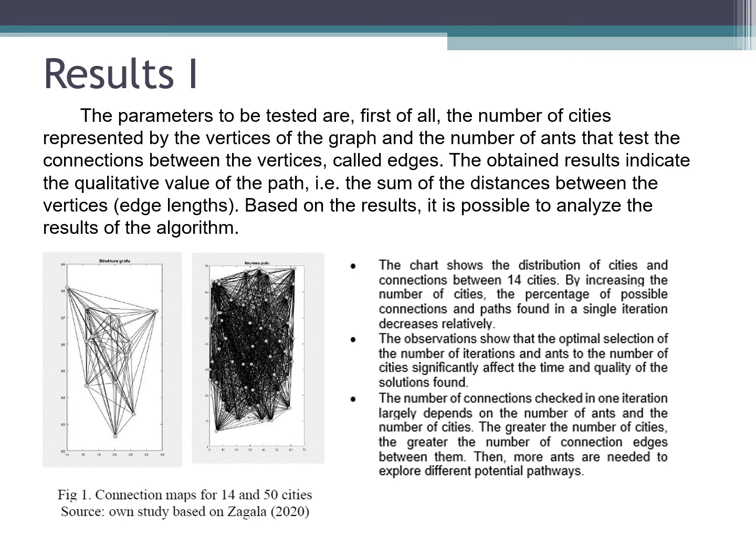It decreases relatively. The observation shows that the optimal selection of the number of iterations and ants relative to the number of cities significantly affects the time and quality of the solution found. The number of connections checked in one iteration largely depends on the number of ants and the number of cities. The greater the number of cities, the greater the number of connection edges between them. Then, of course, more ants are needed to explore different potential pathways.